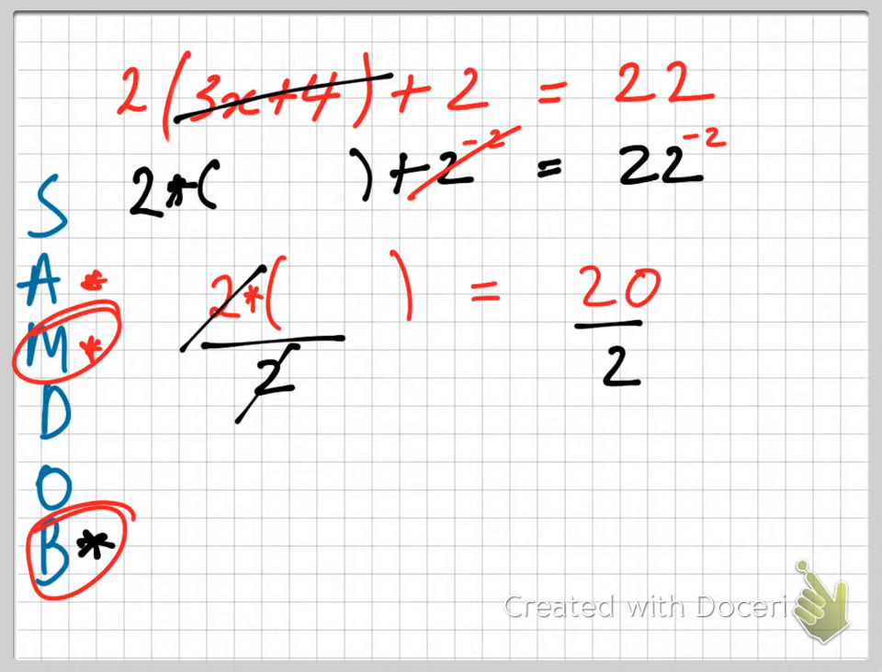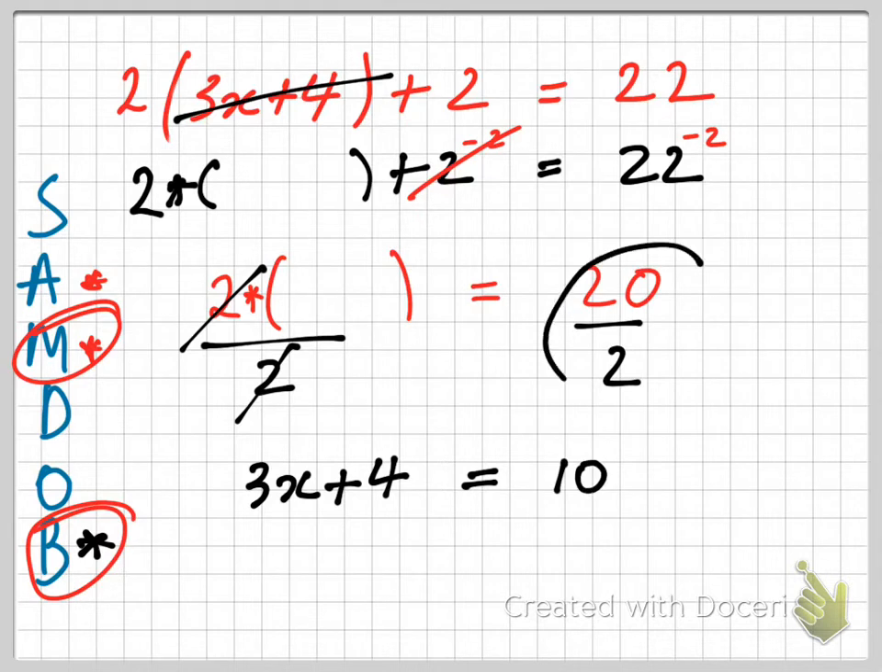Do we really need the bracket now? No, we don't, because there's nothing attached or connected next to the bracket. So I'm just going to write what was inside the bracket before, which was 3x plus 4 is equal to 10, because 20 divided by 2 is equal to 10.